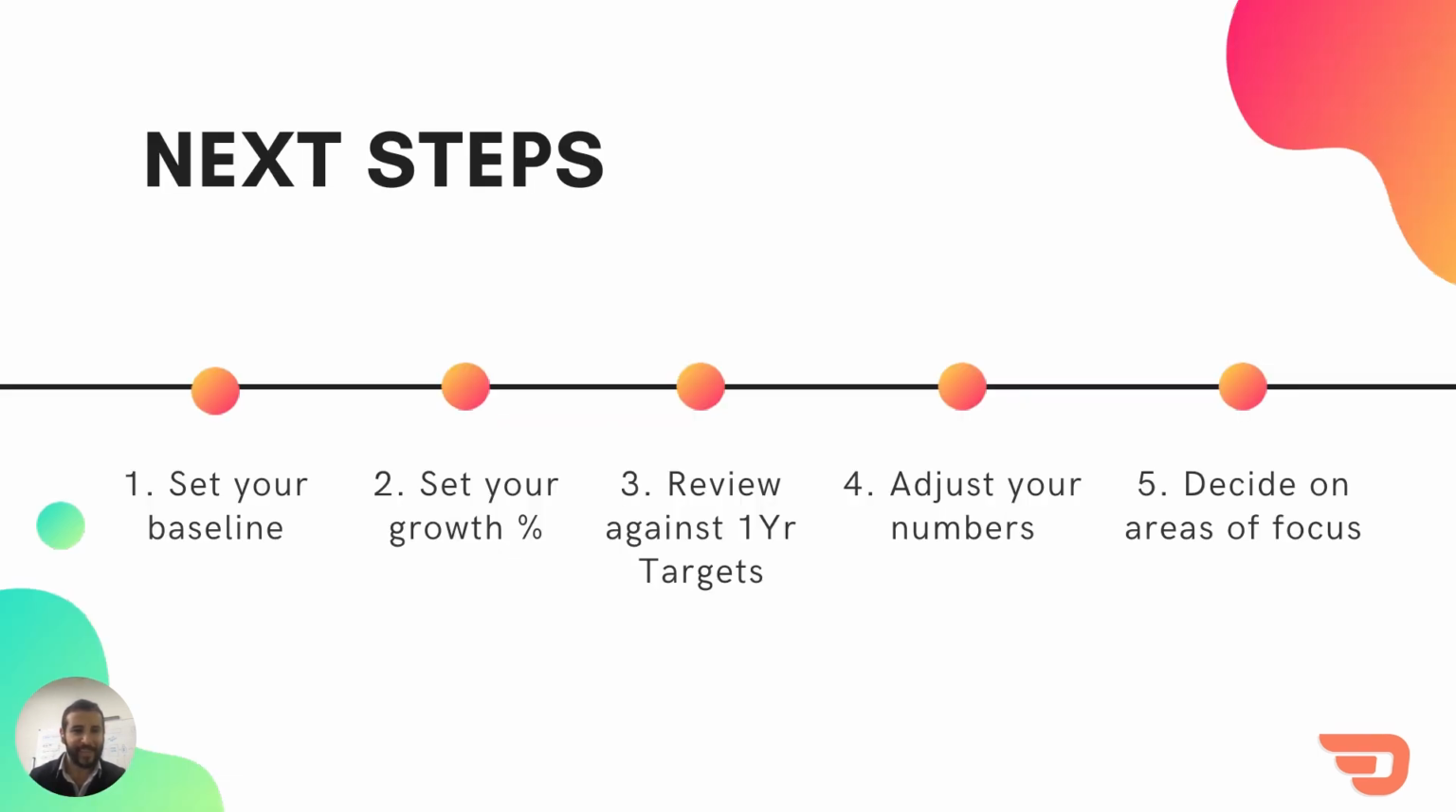So, in summary, here are the steps. Number 1, open your growth calculator and set your baseline based on your past year's data. Set your growth percentages. Review those against your ideal 1-year revenue target. Adjust your numbers appropriately based on your situation, and then decide on which areas to focus on to achieve your goals. Good luck applying this to your business.